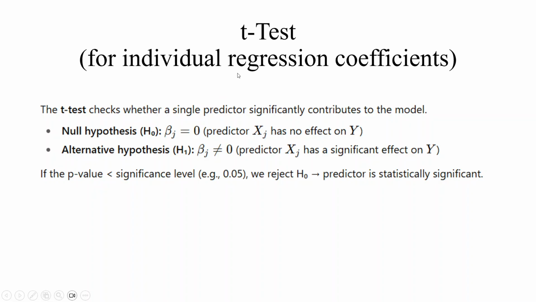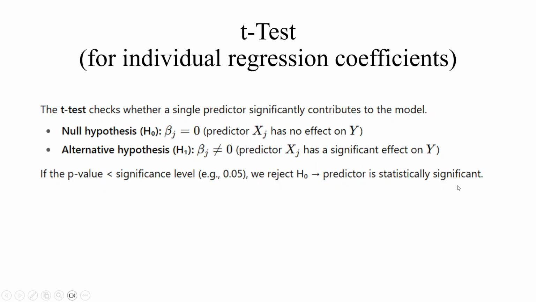Now we will run the t-test for individual regression coefficients. The t-test checks whether a single predictor significantly contributes to the model or not. The null hypothesis is bj equal to 0, that is, the predictor xj has no effect on y. The alternative is bj not equal to 0, that is, the predictor xj has a significant effect on y. If the p-value is less than 0.05, we reject the null, which means that the predictor is statistically significant.